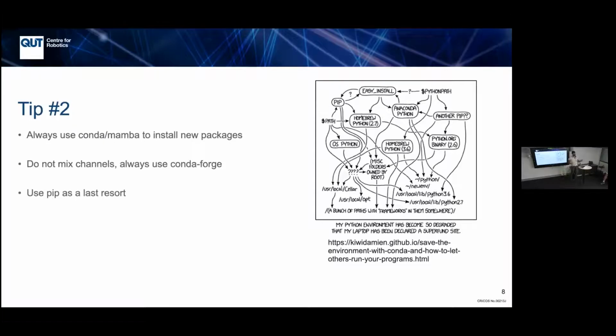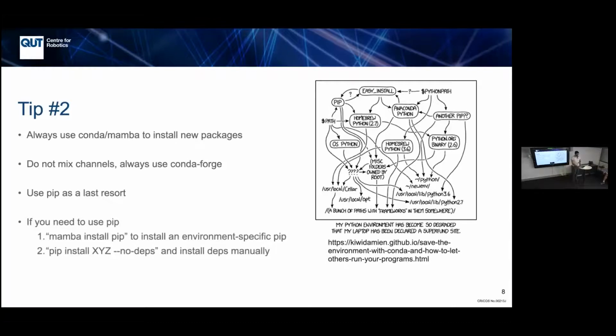Last resort, okay? Please don't. Try to avoid it as much as possible. If you need to use pip, two things. First, install pip in your environment. Otherwise, it's using the system pip, and weird stuff happens because all of a sudden you write in your global directory, which you want to avoid. Secondly, use pip with a flag called --no-dependencies to avoid pip installing any dependencies, and install the dependencies using mamba. So you avoid version conflicts.